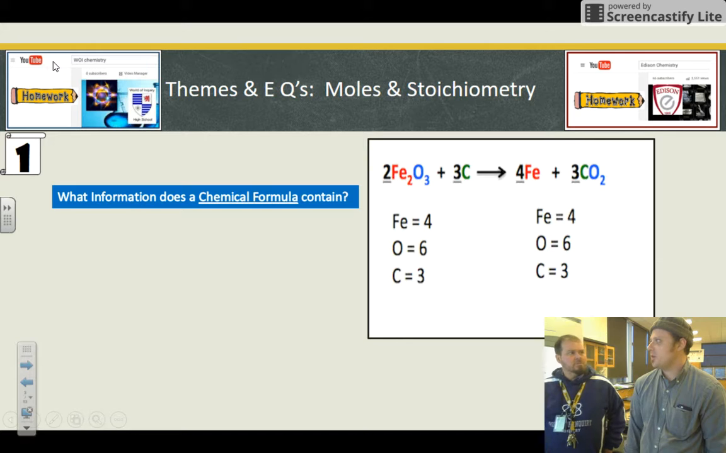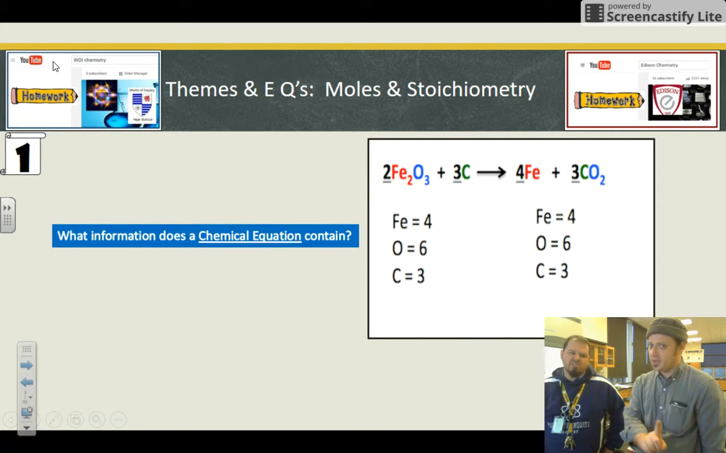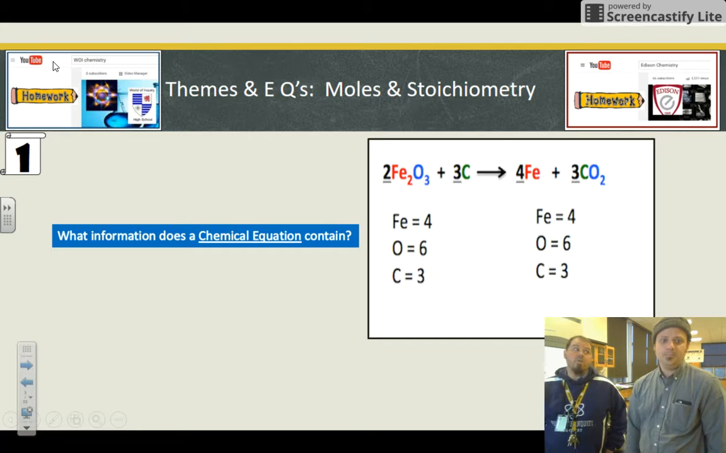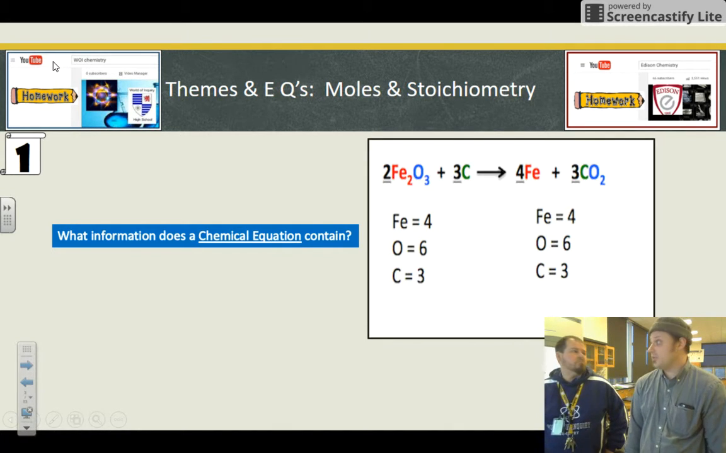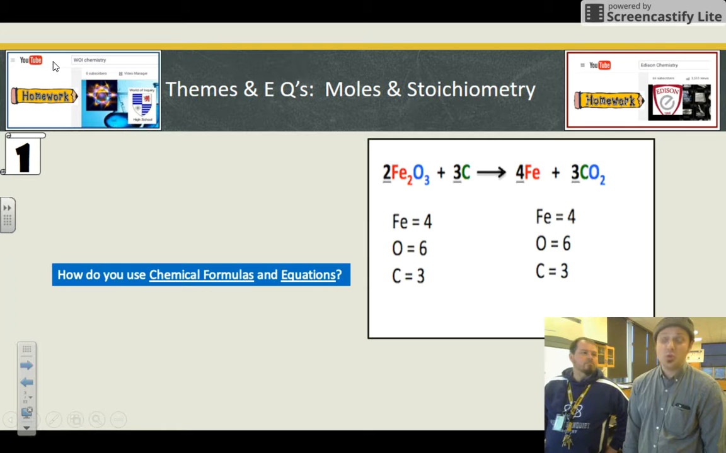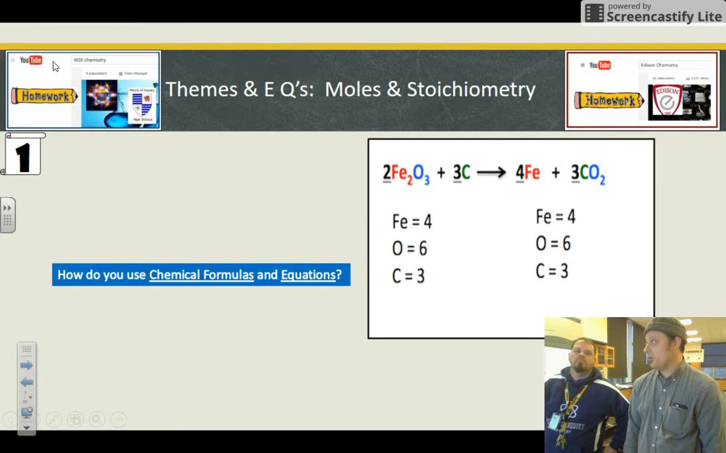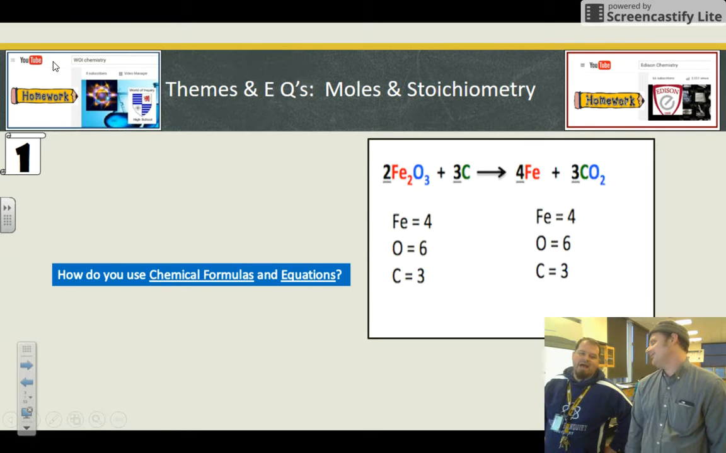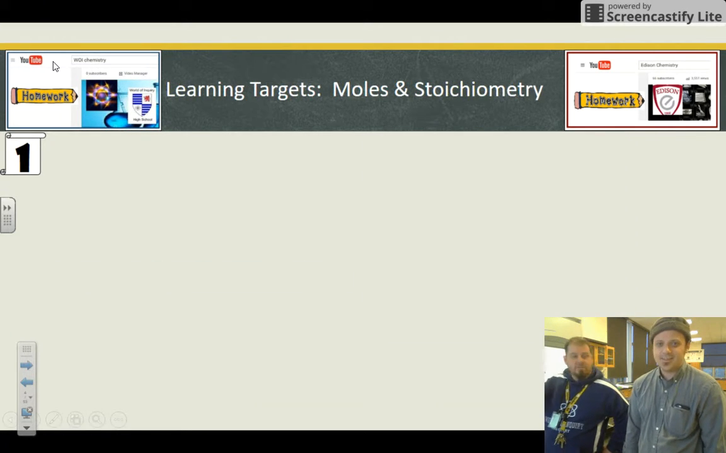So much information, and once you understand all the little parts, you're going to be like, well, that's kind of easy. And then a chemical equation, very similar. It has a lot of other information, like atoms. Lots of information. How do you use chemical formulas and equations? They're important. They're like recipes. That's not exactly how you use it, but it's a great analogy.